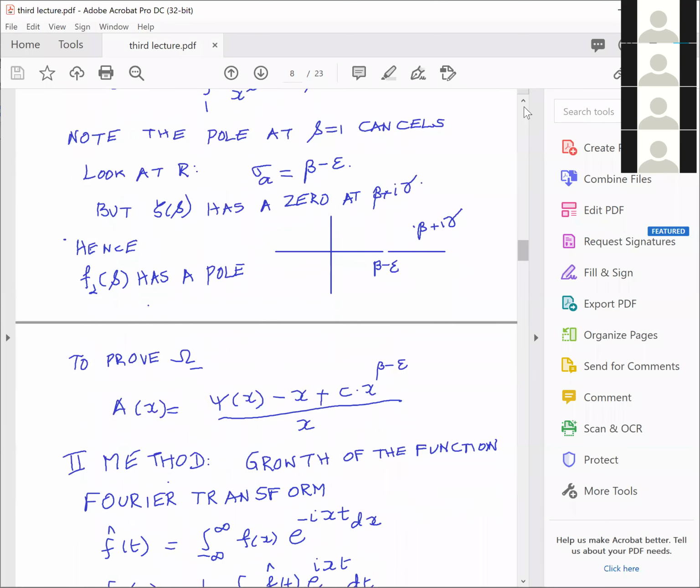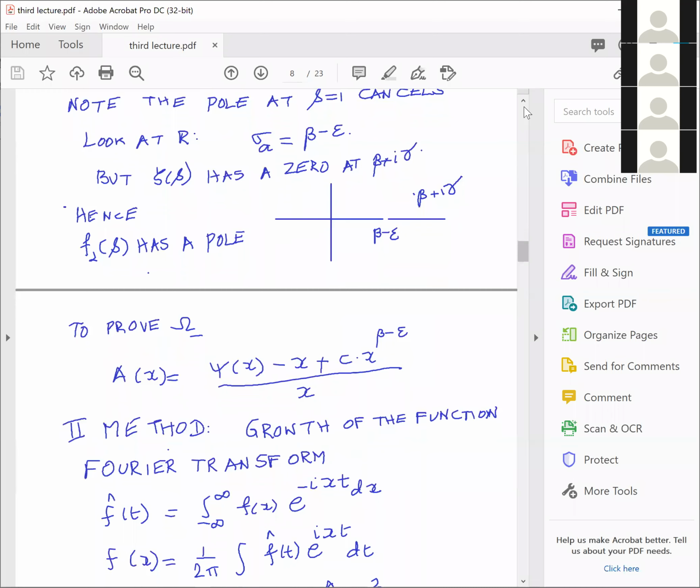No, there's a second method. The second method is the growth of the function. Suppose you have a function which grows rather fast, then you can get an omega result. That is exactly what I want to explain: if you have the growth of a function, then you can get an omega result. In order to do that, let me define certain transforms.